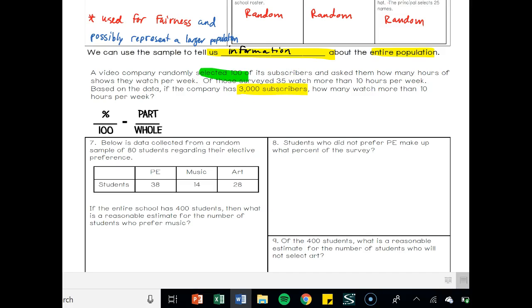And it's kind of like setting up proportions like we used to. So you have this proportion that's percent over 100 equals part over whole. You could also write it out like this: your sample part over your sample whole is going to be equal to your entire part over your entire whole.